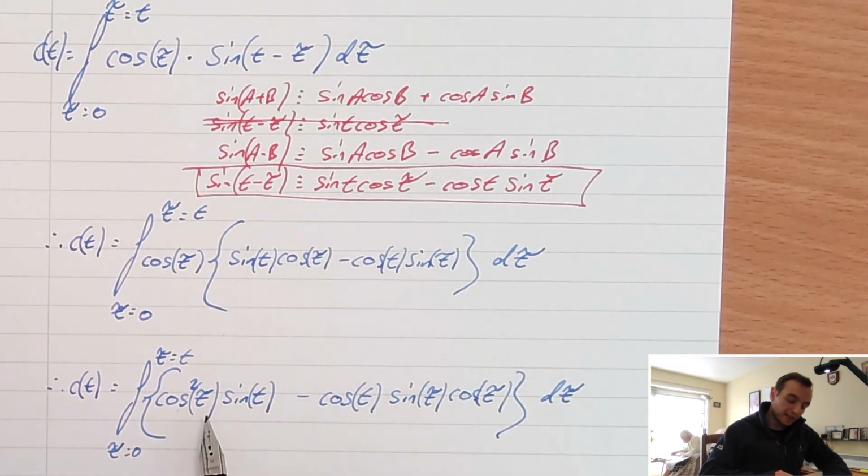And remember that the dummy variable is tau, in terms of d tau, so the t terms are constants, which means we can take them out. And we have the principle of linearity with integration, so we can take the integral of this and subtract the integral of that. So let's go ahead and do that and take out whatever we can.